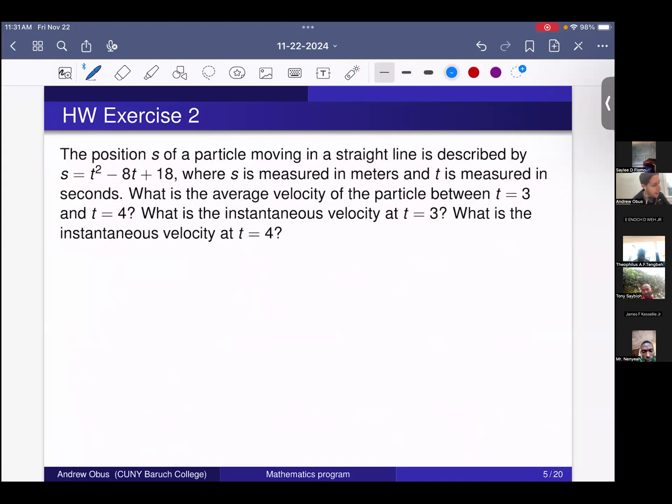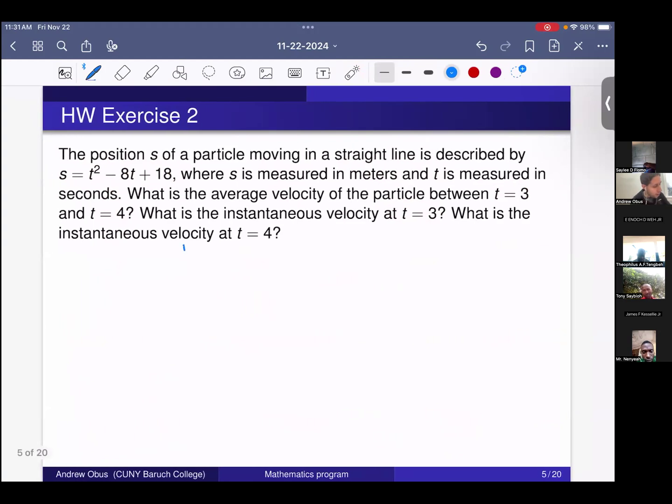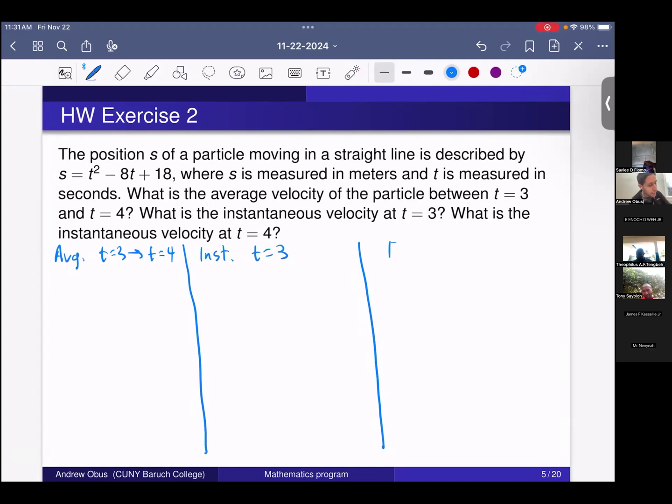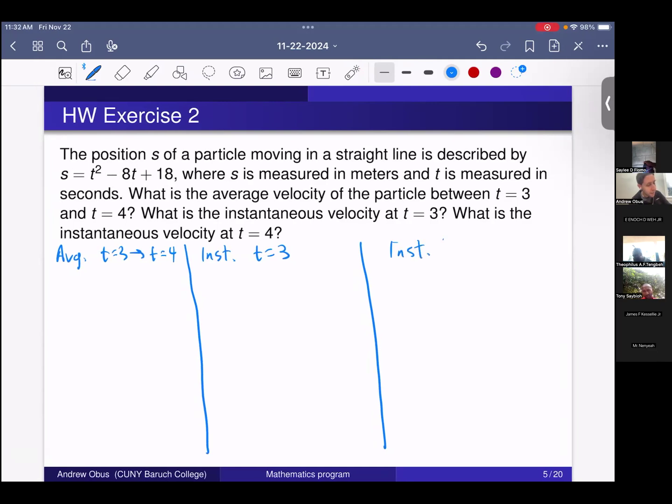So I'm going to divide our paper into 3 sections here. We want the average velocity from t equals 3 to t equals 4. Here is going to be the instantaneous velocity at t equals 3. And here's going to be the instantaneous velocity at t equals 4.